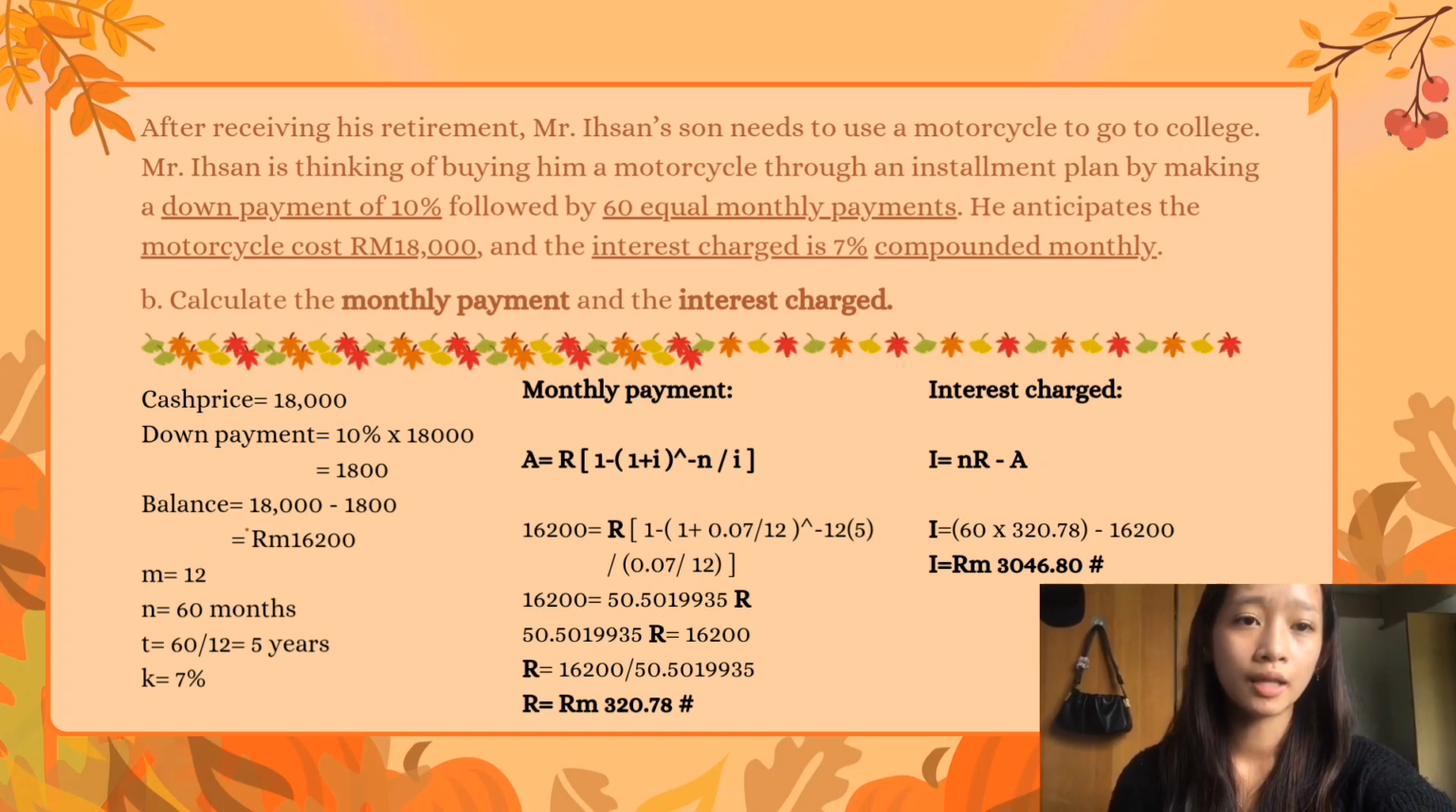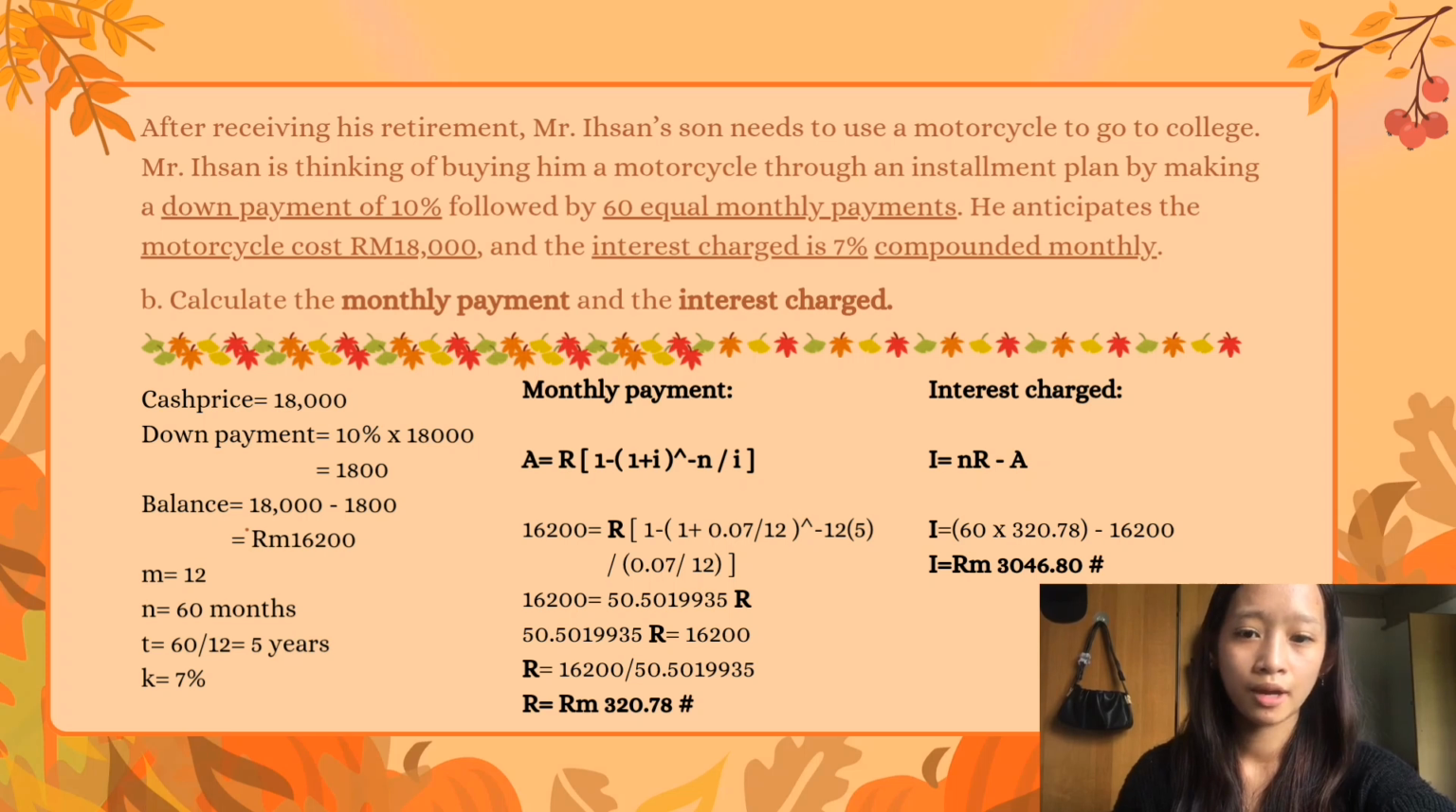So, this question needs us to find the monthly payment and the interest charge. We need to identify the information given first, which is cash price equals 18,000, down payment equals 1,800 by multiplying the 18,000 and the 10%. Then we get the balance, which is 16,200, by deducting the down payment from the cash price. Other information is M equals 12, N equals 60 months, T equals 5 years, and K equals 7%.